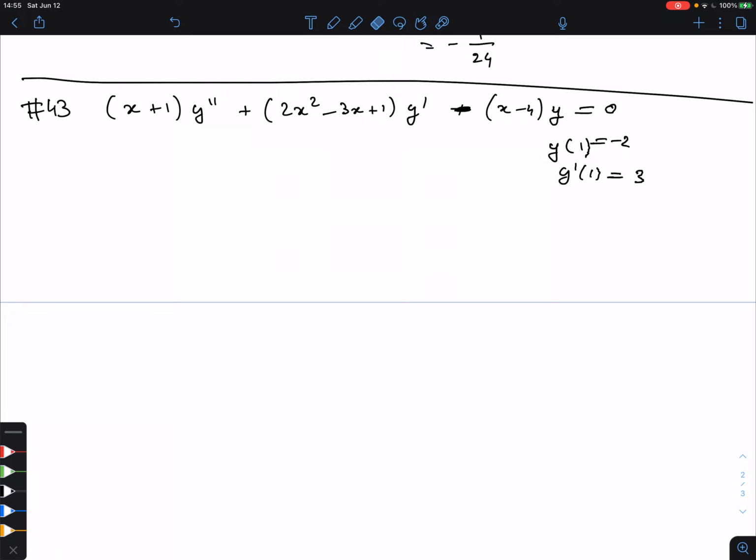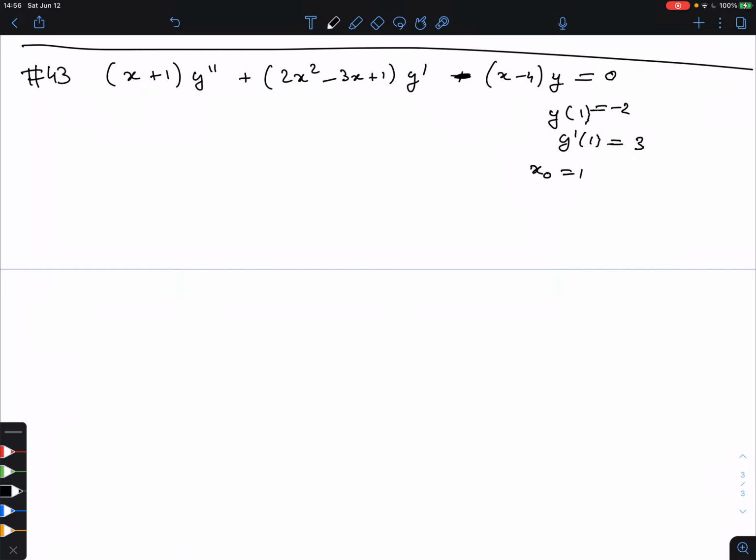Again, the initial conditions determine what kind of series we're looking for. We're looking for a series now, where x0 is 1. So we're looking for a series of the form y equals summation a n times x minus 1, the center, to the power n. And then we take the derivative. y prime is, it's always the same, right?